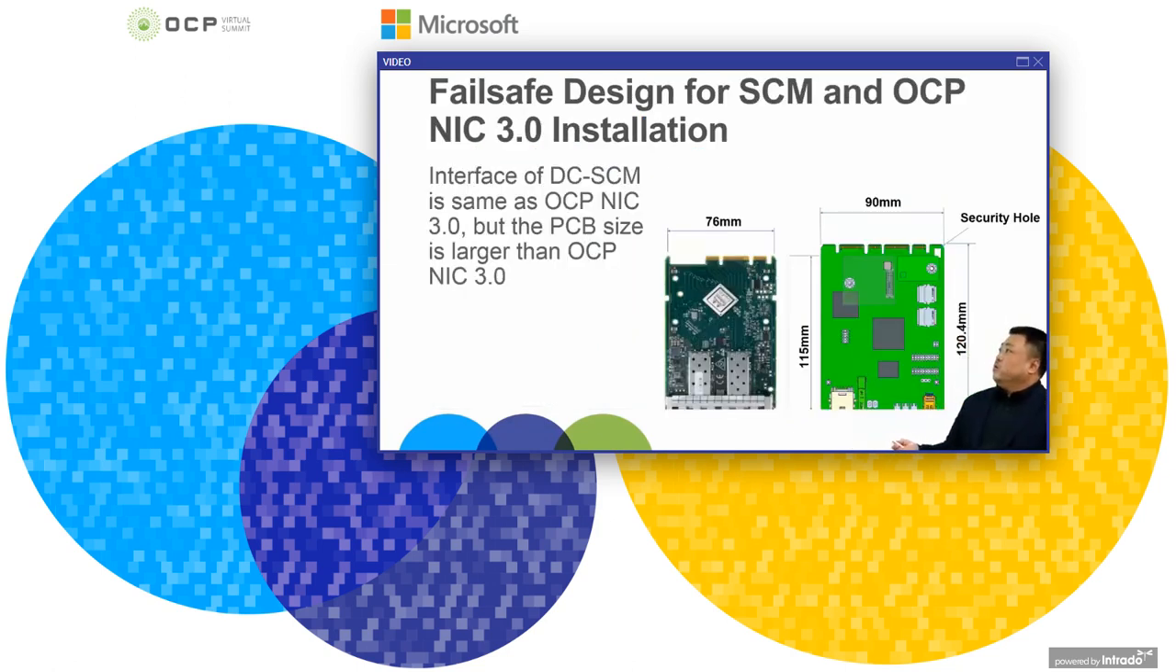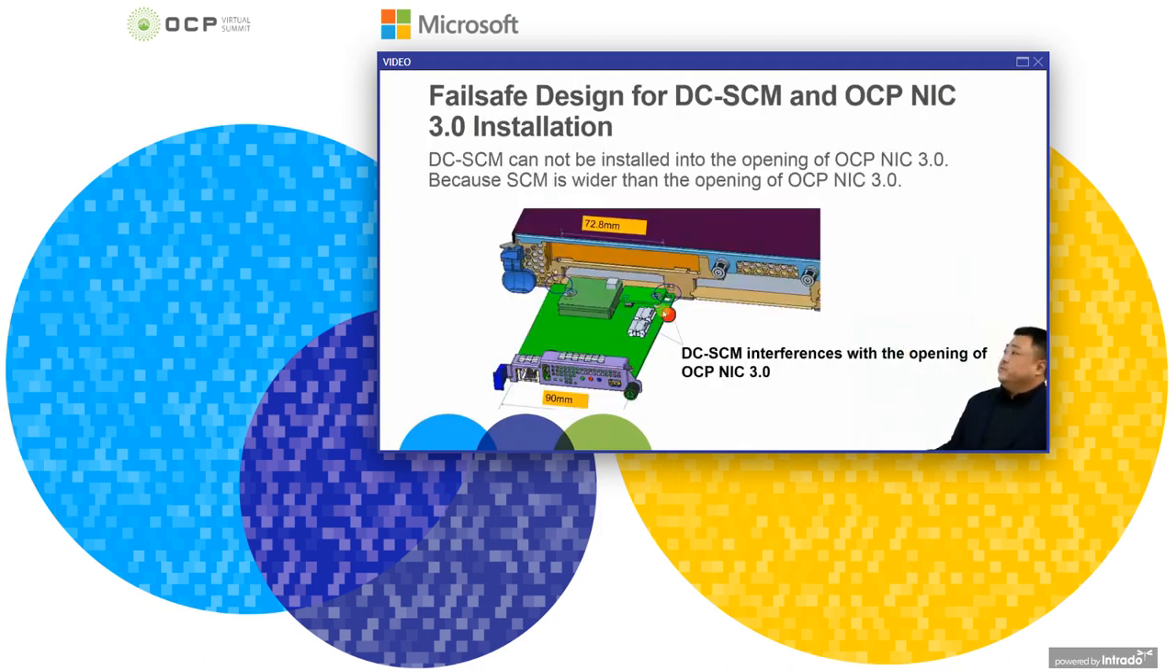And how to avoid SCM and OCP NIC card using the same connector? How to avoid plugging SCM in the OCP NIC slot, and how to avoid plugging a NIC card into the SCM slot? We design a different board size, as shown here. When SCM is plugged into the OCP NIC card slot, the SCM card is wider than the OCP NIC card, so you cannot plug it in.